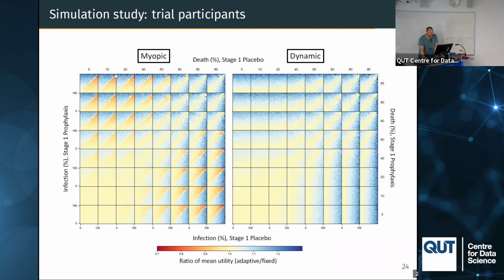I actually need to swap these around because I realized, putting this together, that this would be much more easily interpreted if I put the prophylaxis death on the top and the placebo death on the right. But the diagonal in the individual squares, that's where infection rates are the same in the first stage.